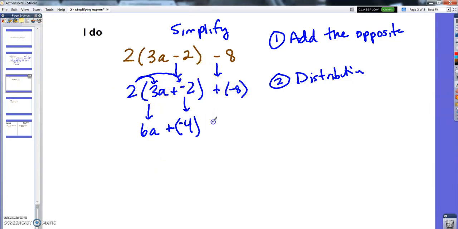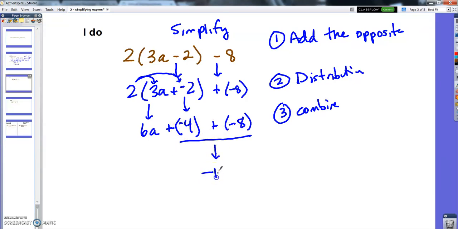Don't forget this. I still had this negative 8 off to the side. And now I can just combine like terms and I'll be done. So these can be combined. Negative 4 plus negative 8. Those are like terms. And so those will be negative 12 when I add them together, plus 6a.